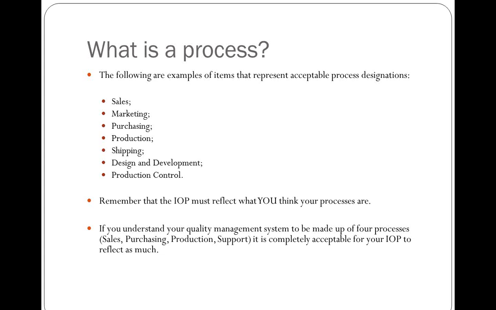Now, in terms of what we see that's common, in this third bullet here, this is very common: an organization that defines itself as consisting of 4 processes: sales, purchasing, production, support. And we're going to get into what that support item means in just a minute. If this is what you understand your system to be made up of, that's completely acceptable. If there's more to it than that, that's acceptable as well. But first and foremost, it has to reflect what your organization's processes are.